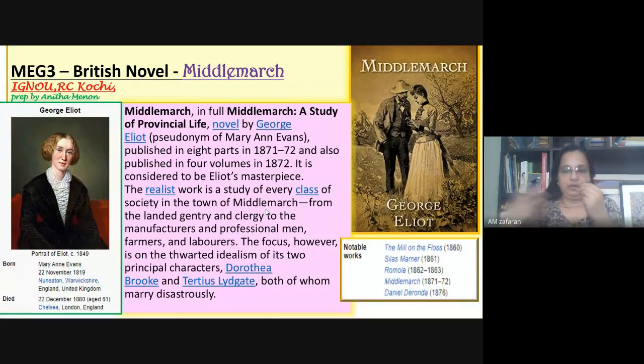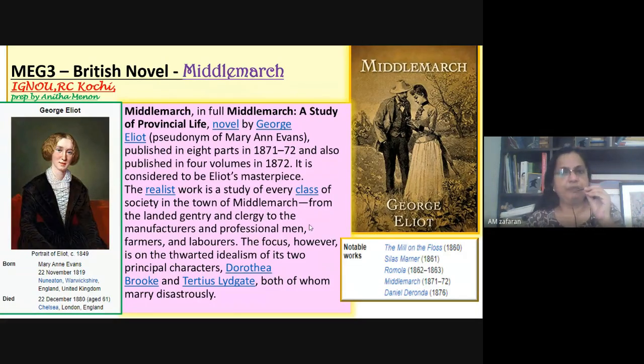Like we read in the beginning, the full title of the novel is Middlemarch, A Study of Provincial Life. So, a study is like a sketch, right? It's like a presentation of a wide variety of people who constitute a society. So you have a lot of different kinds of characters presented in the novel. People from the landed gentry, from the church, the clergymen. We have professionals, manufacturers, farmers and laborers. So we can say we have characters forming a cross-section of society in this novel.